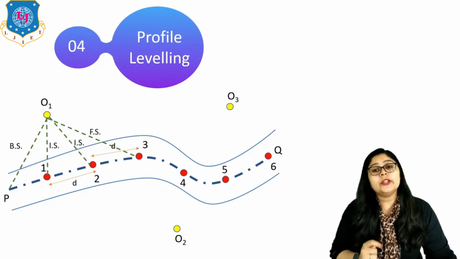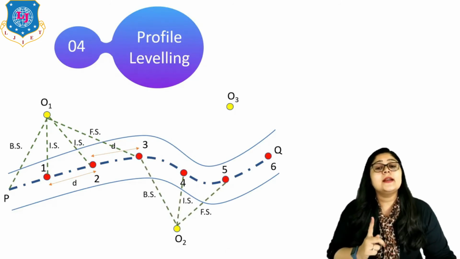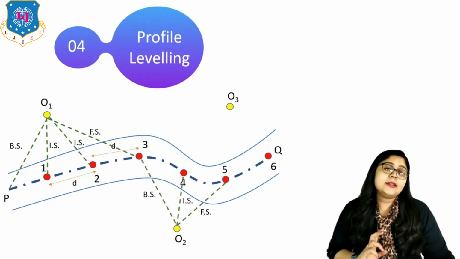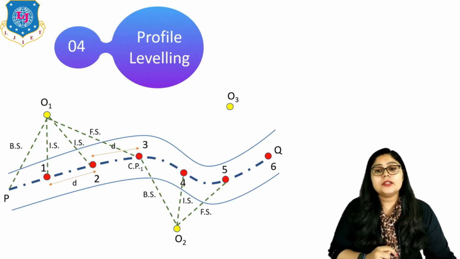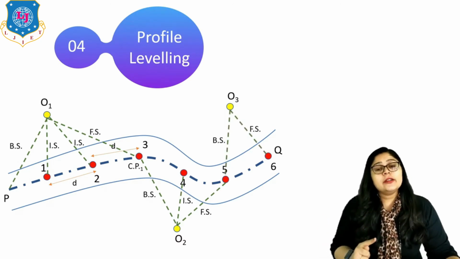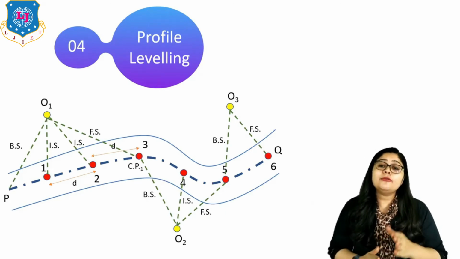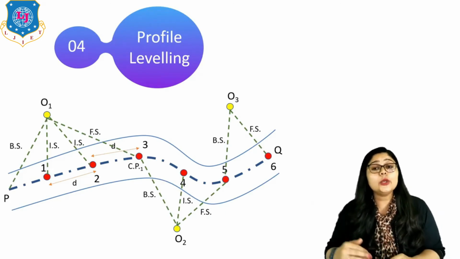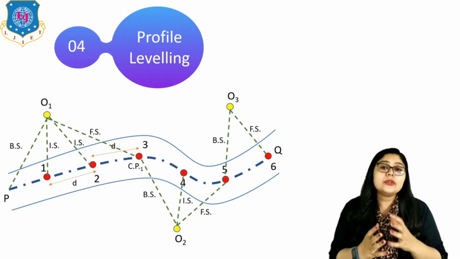Likewise for O2, it means the second setup, where the first reading is always BS, the second is IS and the last is FS. And lastly for O3, again the change point is there. It means the first reading is BS and the last reading is FS. So here on screen you can see that it is not necessary that only one IS is there or only 2 IS are there. It is according to the ground situation.